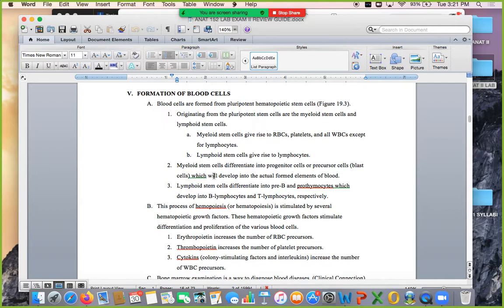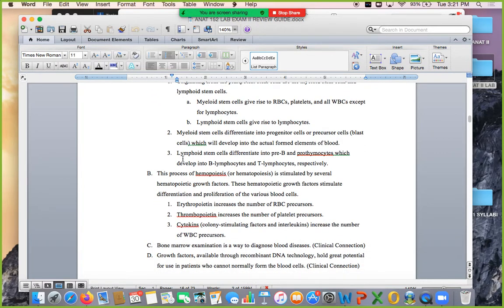And so myeloid stem cells are going to turn into specialty progenitor cells or precursor cells, which are called blast cells. They become the formed elements of blood. And then lymphoid stem cells are going to turn into B lymphocytes and T lymphocytes as well.